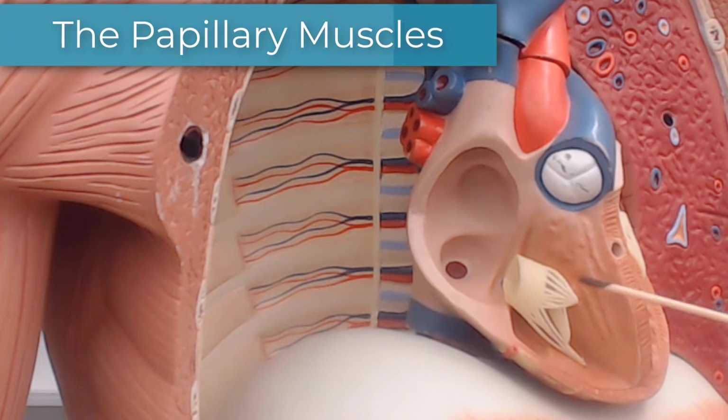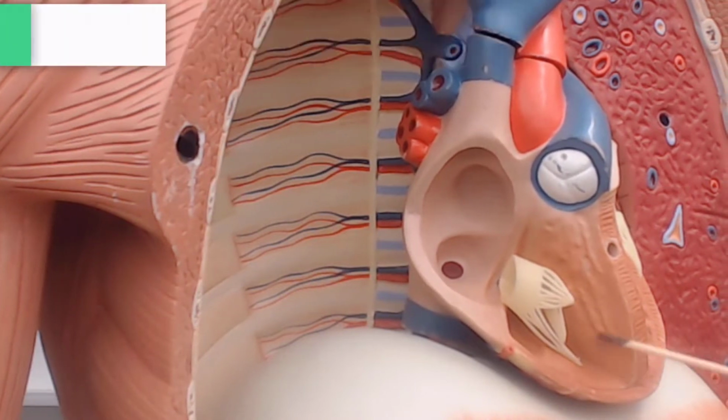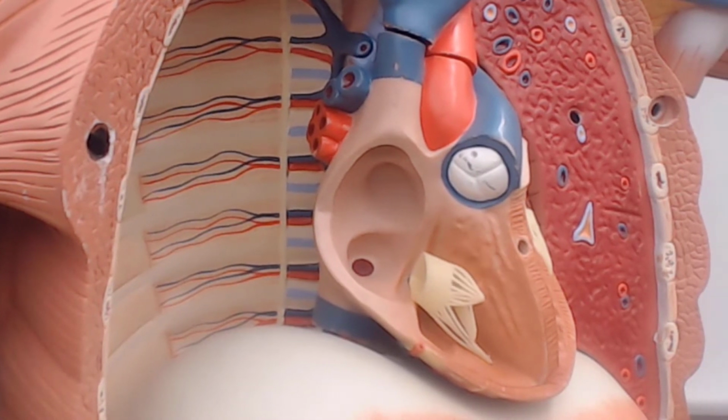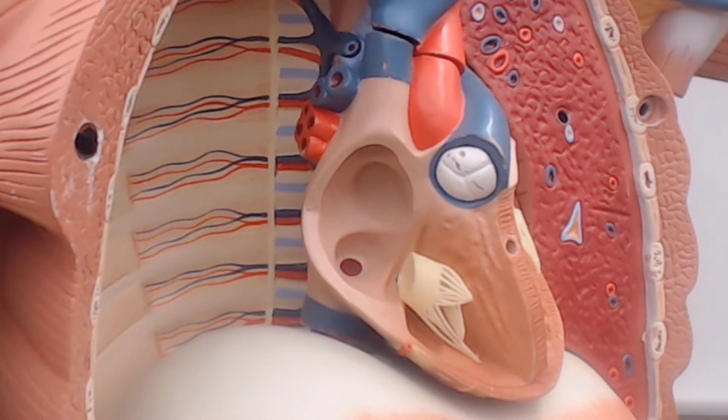Now, what the Chordae Tendineae and the papillary muscles do is they ensure that this valve opens in one direction but not the other. It's a one-way valve. So the valves prevent backflow of the blood so that blood flows in one direction through the heart.